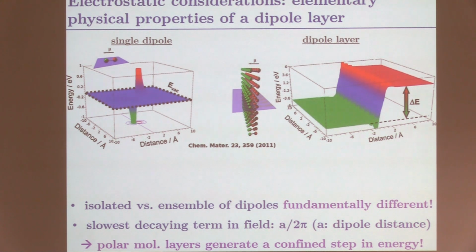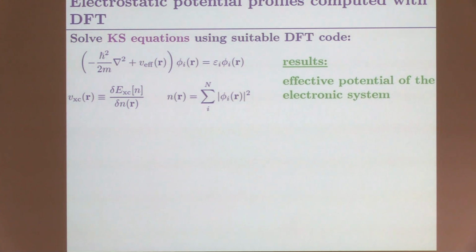And I have a step in the potential energy, which is denoted here as delta E, which separates the electrostatic potential energy on the left side of my 2D layer and on the right side. So these polar layers of dipoles and also polar molecular layers generate a confined step in the potential energy. Now, how can I study this with density functional theory? I go back to my Kohn-Sham equations, I solve them, and what I get is the effective potential of my electronic system.